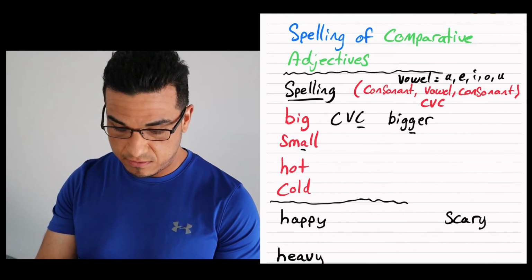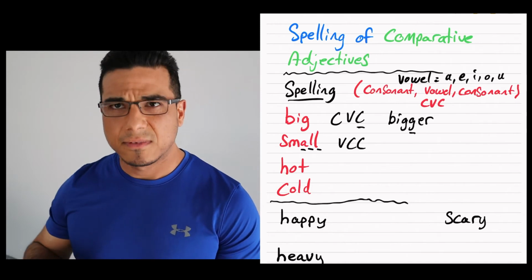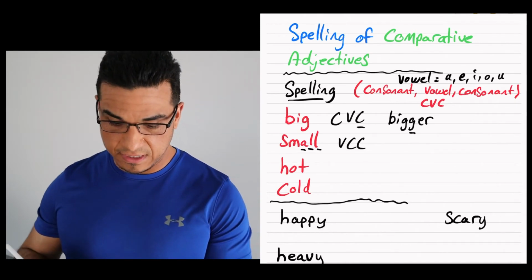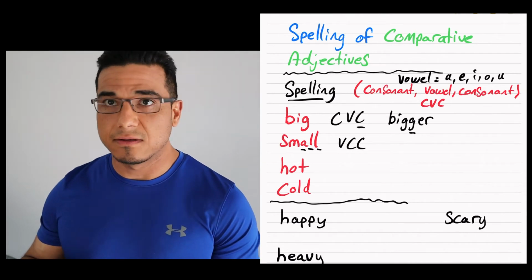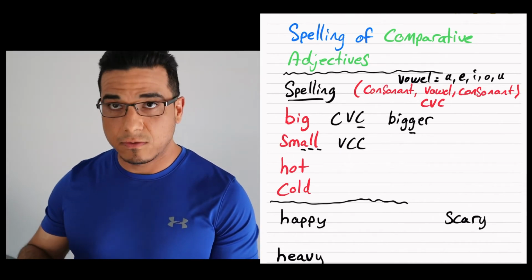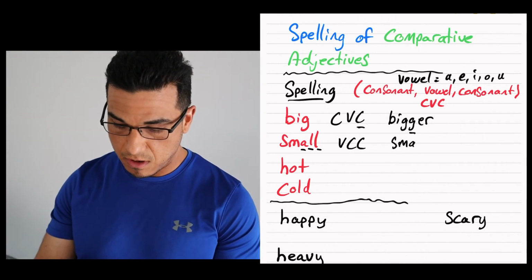Same thing for small, where you're like, huh, okay, look at those final three letters. I've got vowel, consonant, consonant. So I can already see, okay, well, it ends with two consonants. So I don't actually need to double anything else because it's already a double. So in this case, I would just add ER. So I would write small, ER.